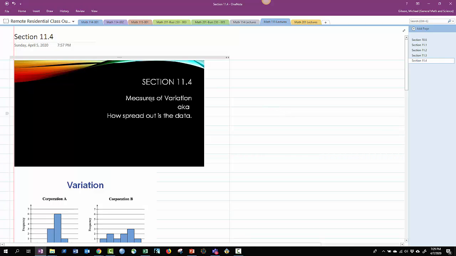The title of the section is Measures of Variation. Variation means how different the data values are from each other, aka how spread out the data is.